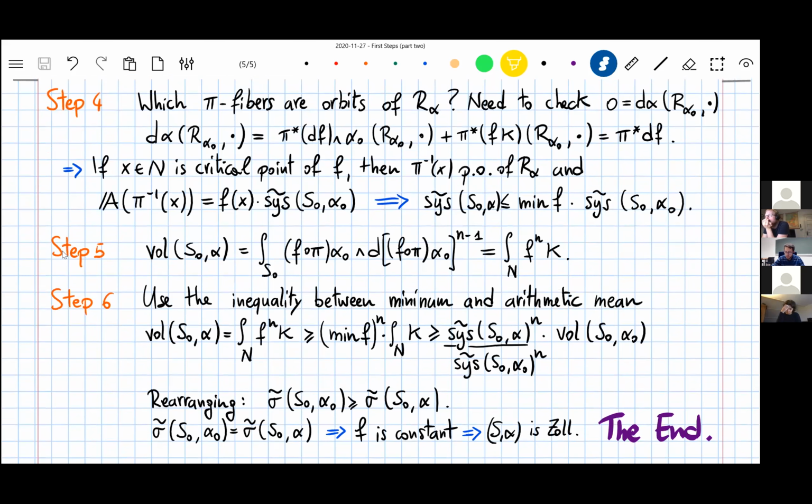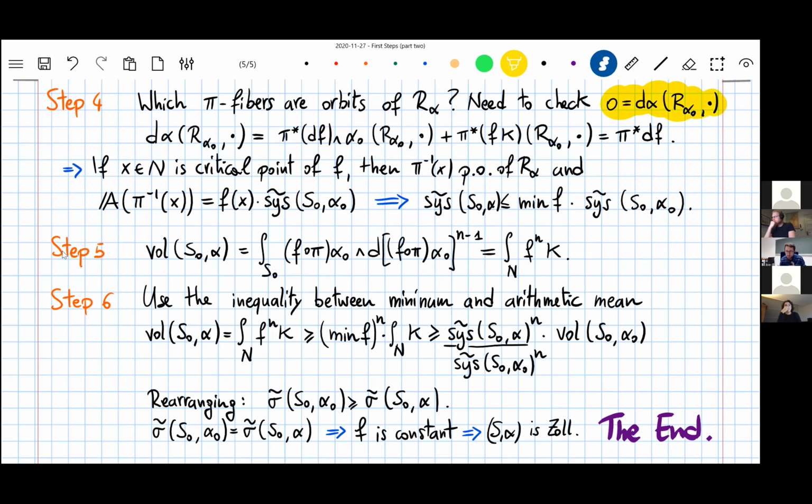Now the fundamental question is, which are the fibers of this map pi which are orbits for the Reeb flow of alpha. So we know that all these fibers are orbits for the Reeb flow of alpha 0, but maybe some of these are orbits also for R alpha. So what you need to check here, if you remember the definition of R alpha, is that R alpha and R alpha 0 are parallel to each other. So this amounts to checking basically this condition here.